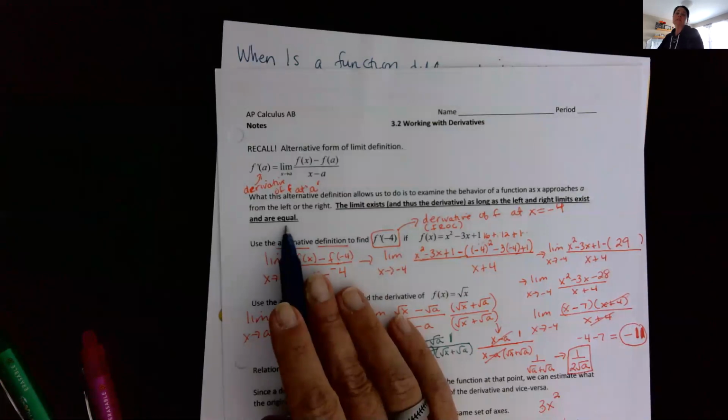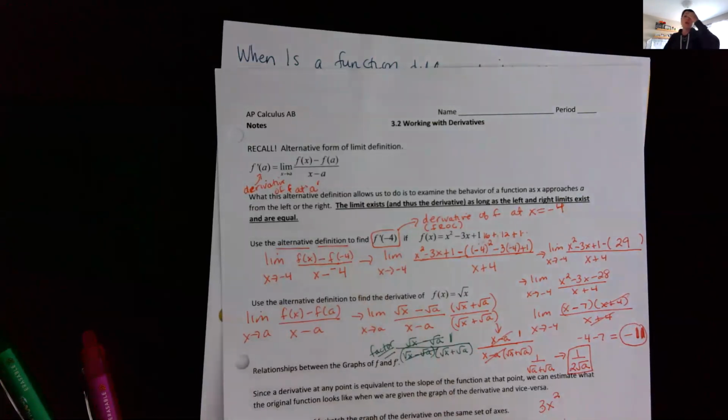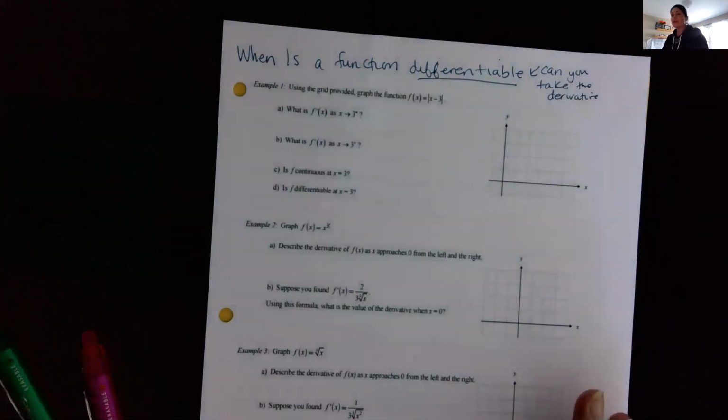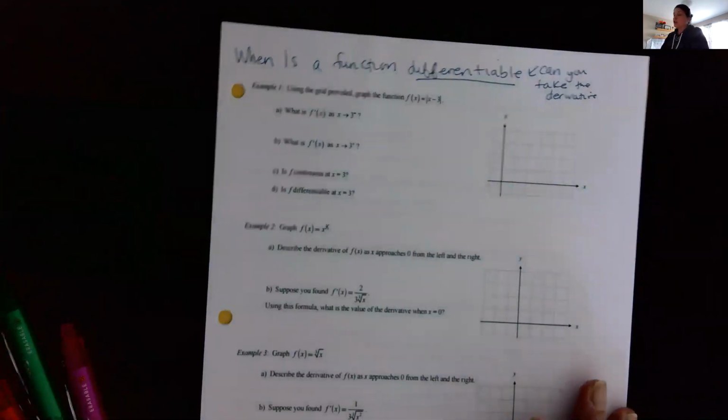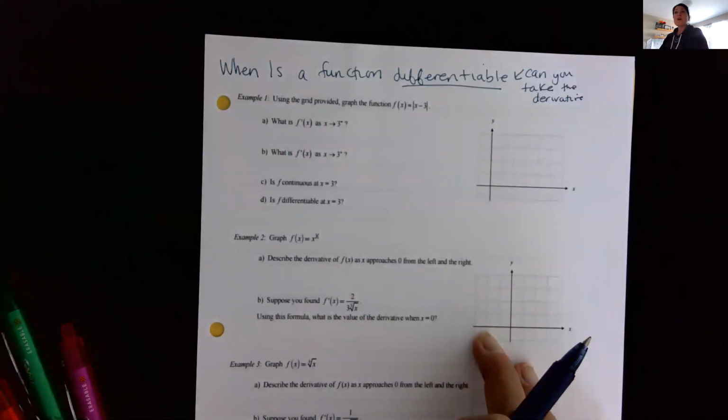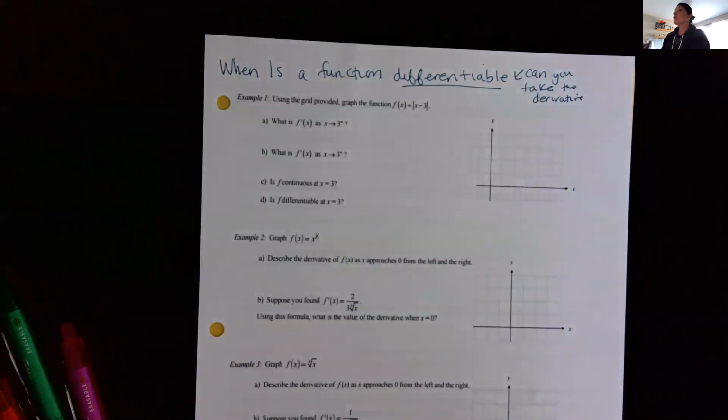Ding, ding, ding. That means you have to have continuity. You have to have continuity. So let's go through these three examples and talk about what makes a function differentiable, or we could look at it as the other direction: what makes it not differentiable.